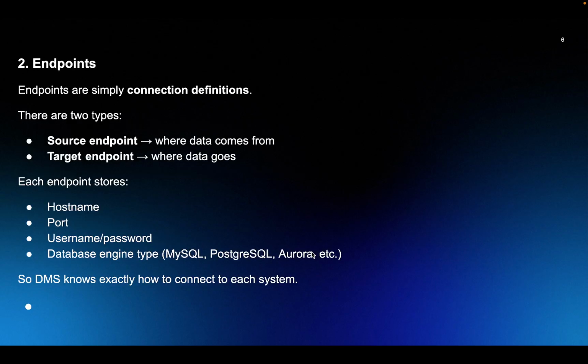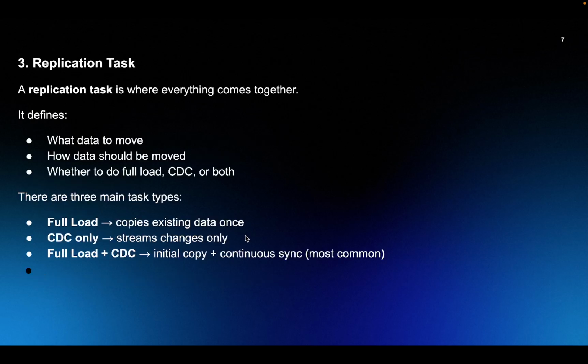Okay, so again, we have what we call the endpoint. The endpoint is basically the connection from your source to your target. Basically, the replication instance needs to connect to the source and then also to your target endpoint. The endpoint should contain your host name and the credential for you to authenticate to the target or to the source database.